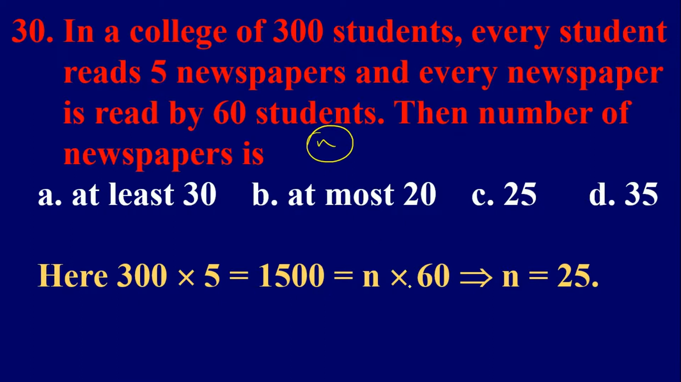It should be same as N into 60, where N is number of newspaper. When we simplify this, we get N equal to 25. That is N equal to 1500 divided by 60, 150 by 6, which is 25. So therefore correct option is option C.